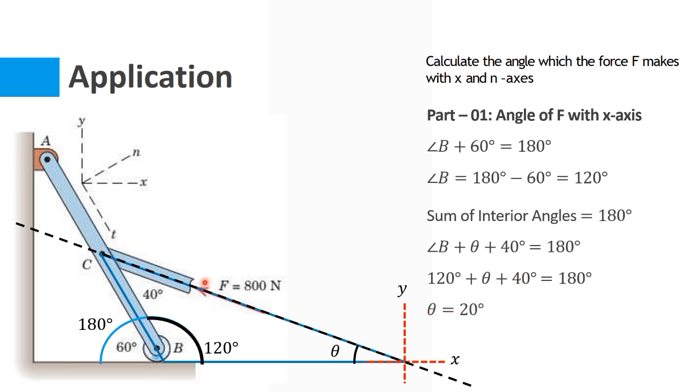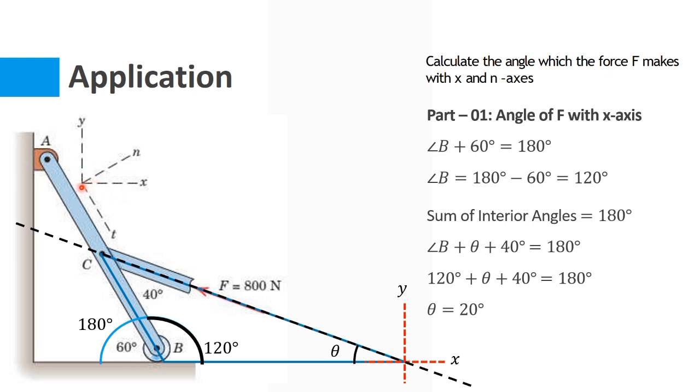So this means that this force F is making an angle of 20 degrees with the x-axis. This means that this force F is making an angle of 20 degrees with this negative x-axis. If you want to find the angle of the force with the positive x-axis, this will be simply 180 minus 20 degrees, which will be 160 degrees.